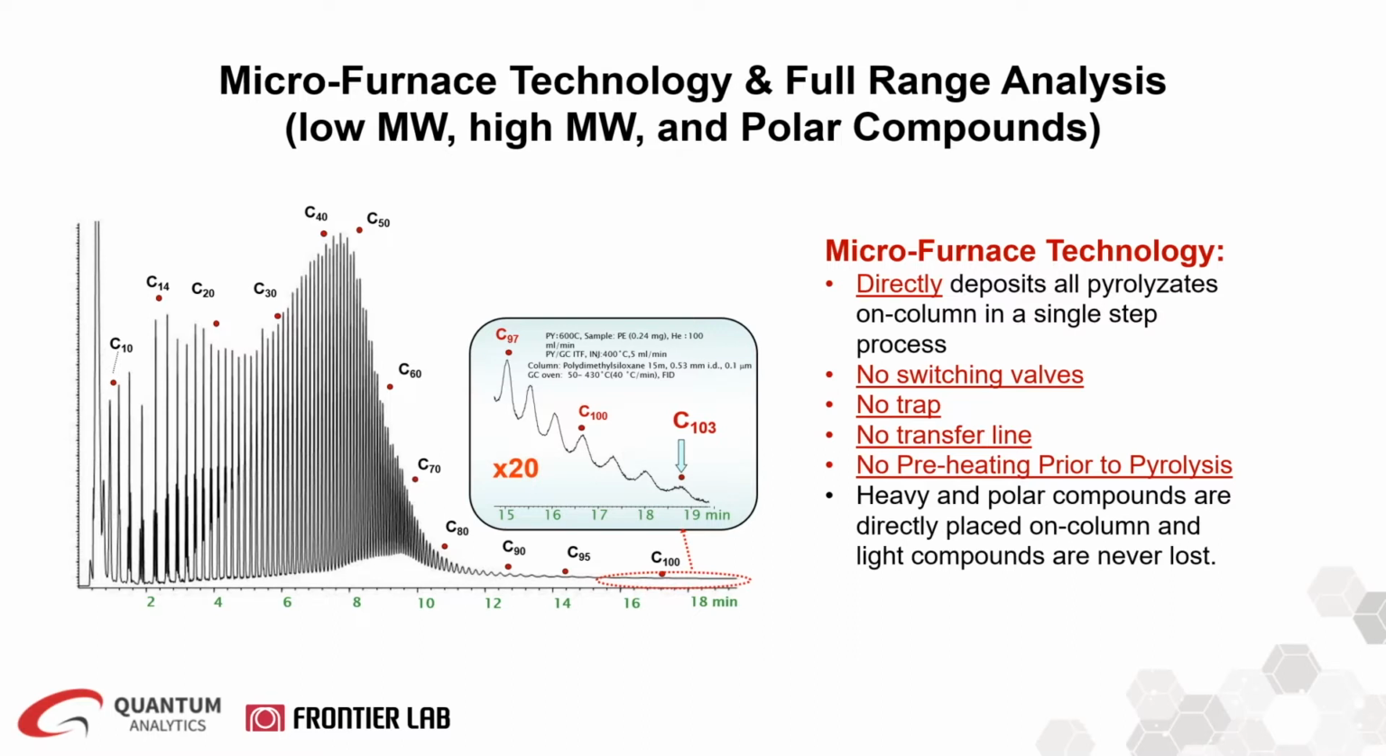As you can see here with the microfurnace design, using FID as the detector, C100 can be detected. This is because with this technology, the polar and heavy hydrocarbons are directly and continuously transferred on the GC column as they are generated.